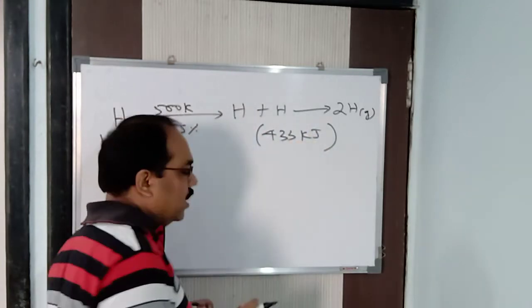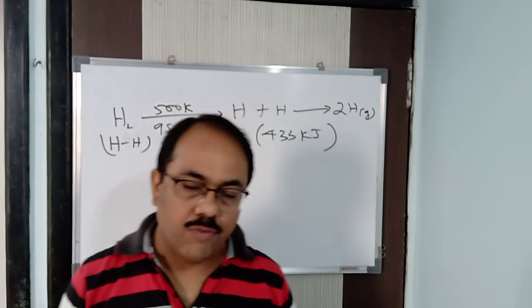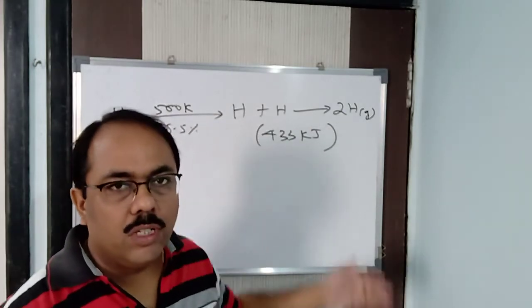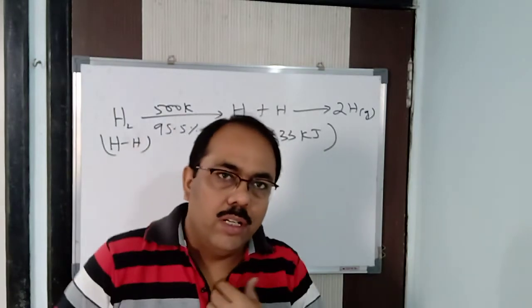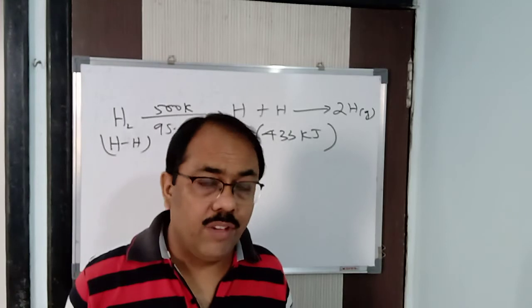So what you find is that a huge amount of energy is being liberated, around 433. It is actually 433.85 kilojoules of energy that is being liberated. Clear? So, a huge amount of energy.